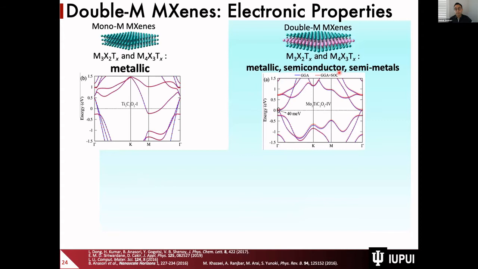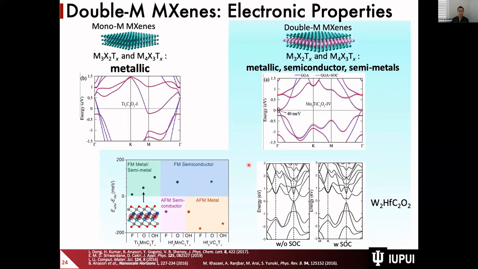Here are the band structures of Ti3C2, the mono M, compared to molybdenum titanium, where we have a small band gap opening. Also, as I said, there are more predictions about being ferromagnets, semi-metals, or semiconductors, with more exotic phases like tungsten hafnium or hafnium vanadium that have not been synthesized yet, but have been explored by computational means.